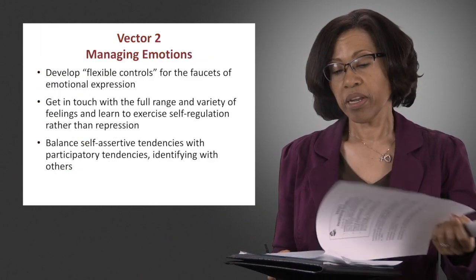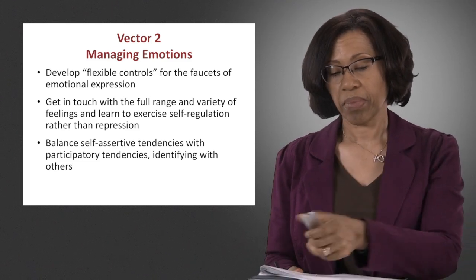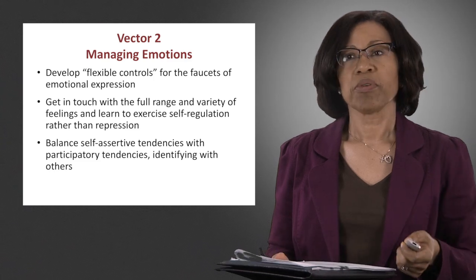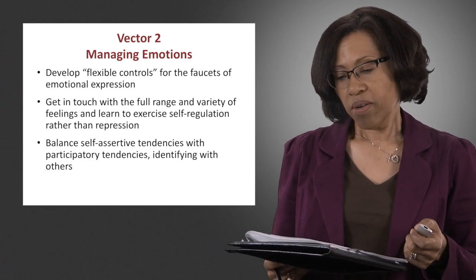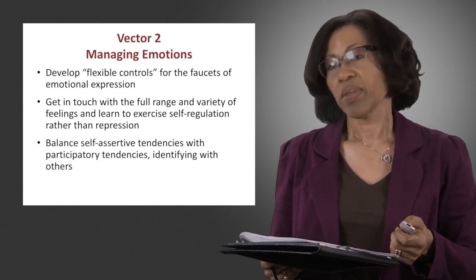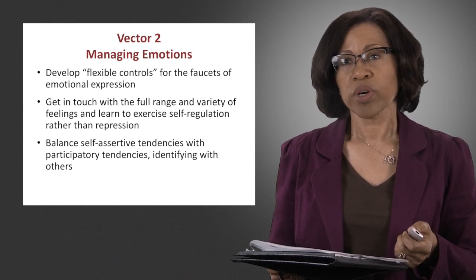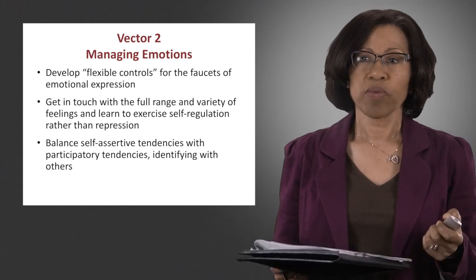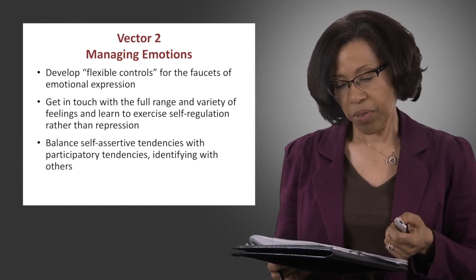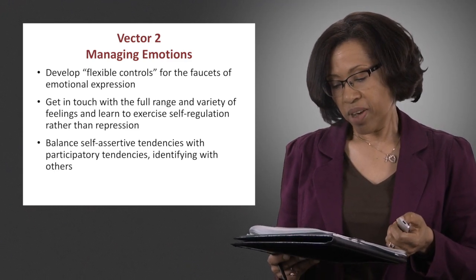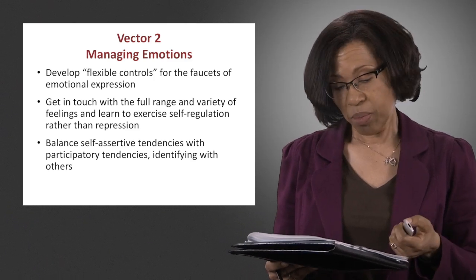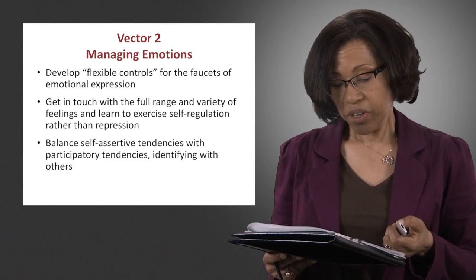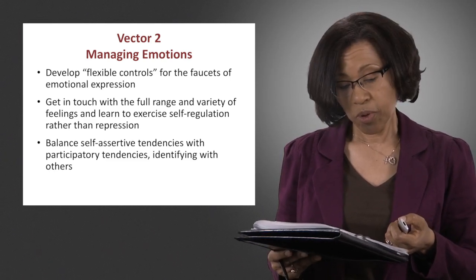Vector 2, managing emotions. In this vector, a student would develop flexible controls of their emotional capacity. They get in touch with the full range and variety of their feelings and balance their self-assertive tendencies with the needs of other people. Students would develop the ability to recognize and accept emotions as well as appropriately express and control them. They learn to act on feelings in a responsible manner.